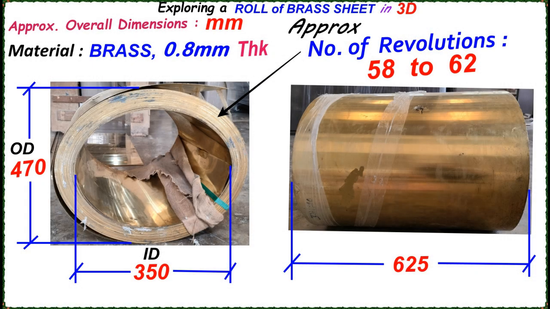Approx overall dimensions in mm of the roll of brass sheet. Material: brass, 0.8 mm thick sheet. OD 470, ID 350, length 625, and approx number of sheet revolutions 58 to 62.